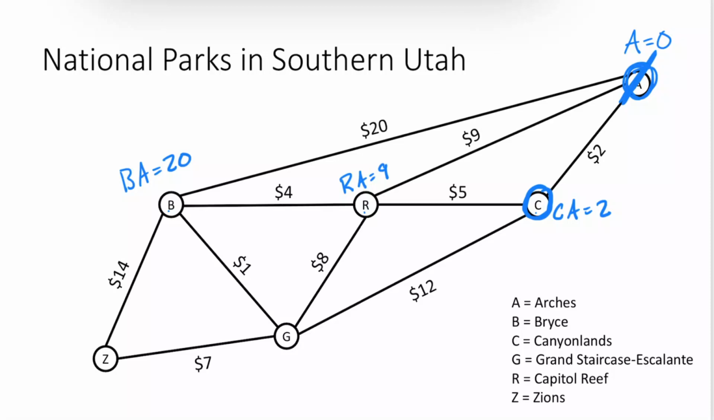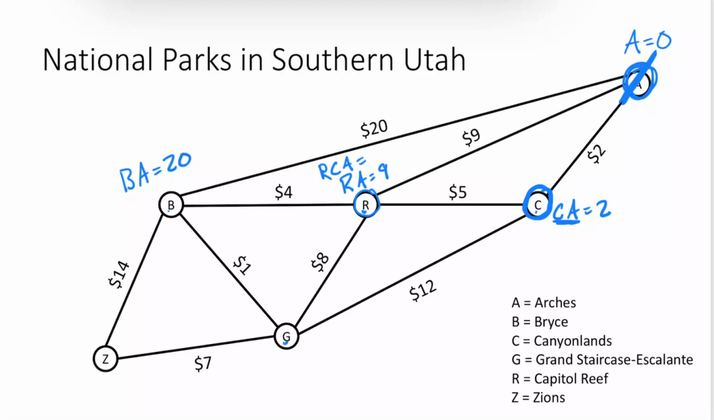So the vertices that are adjacent to vertex C are R and G. And so I'm going to say, okay, well, if I went from Capitol Reef to Canyonlands and then to Arches, because remember, Arches is our end goal. So if I went from R to C and then followed this path to get back to A, how much would that cost?